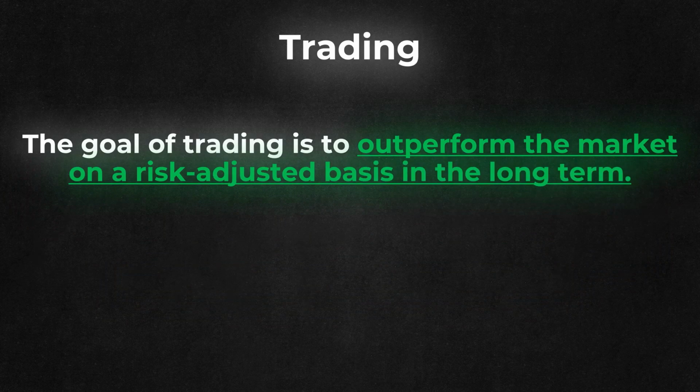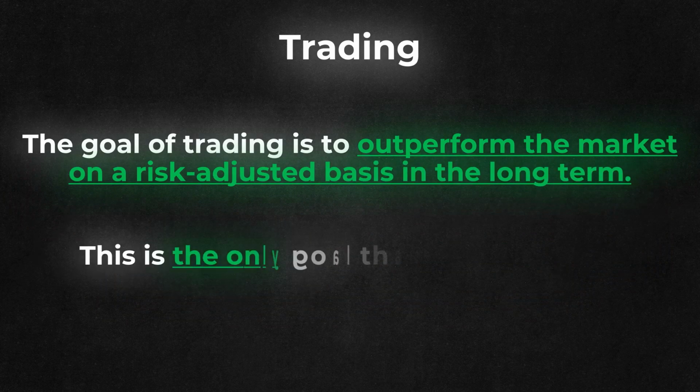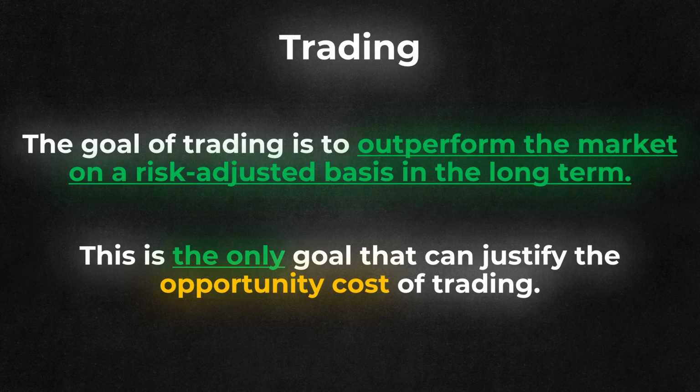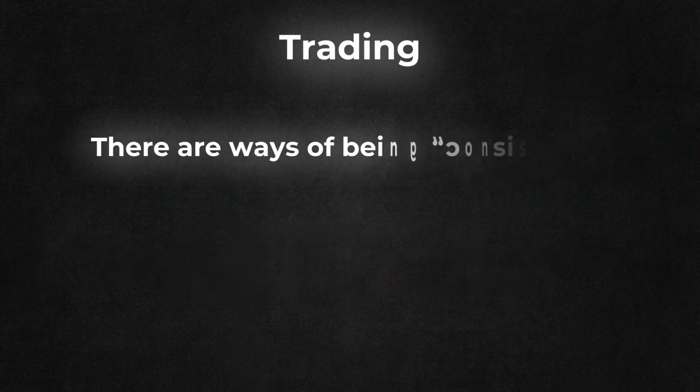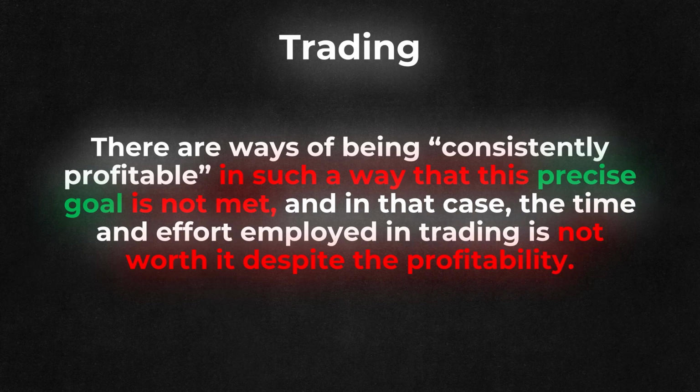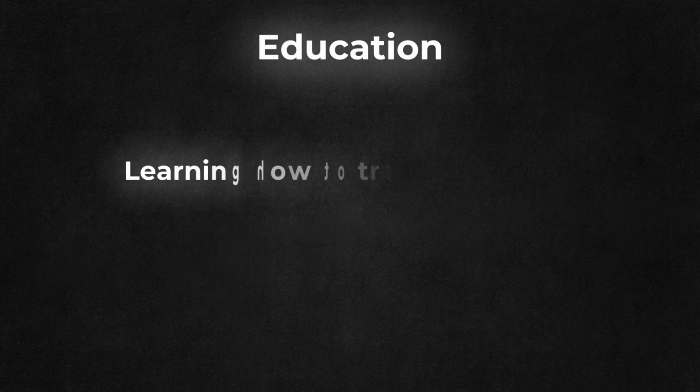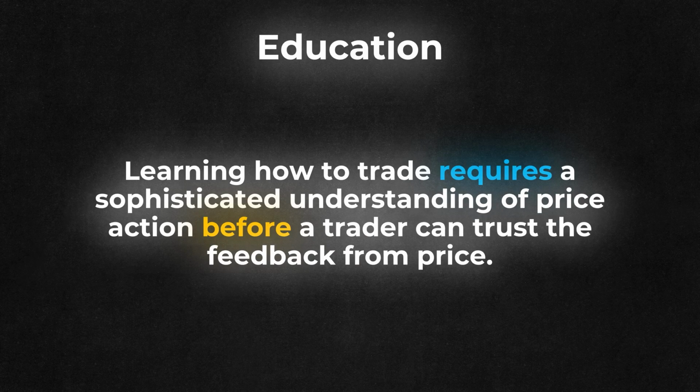The goal of trading is to outperform the market on a risk-adjusted basis in the long term. This is the only goal that can justify the opportunity cost of trading. There are ways of being consistently profitable in such a way that this precise goal is not met, and in that case, the time and effort employed in trading is not worth it despite the profitability. Don't worry if you don't understand what this means because we'll dive into it in future parts of the course. The main point here is that all of this highlights the importance of trading education. Learning how to trade requires a sophisticated understanding of price action before a trader can trust the feedback from price.